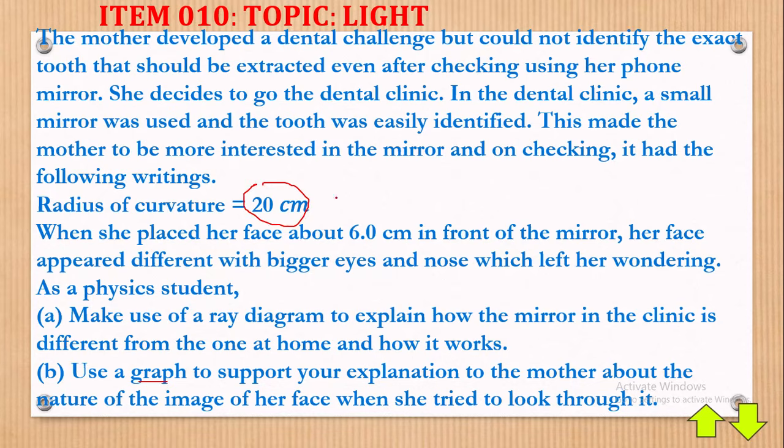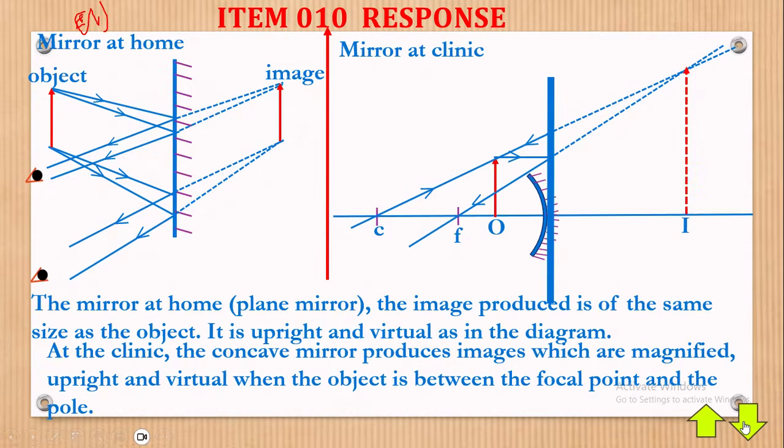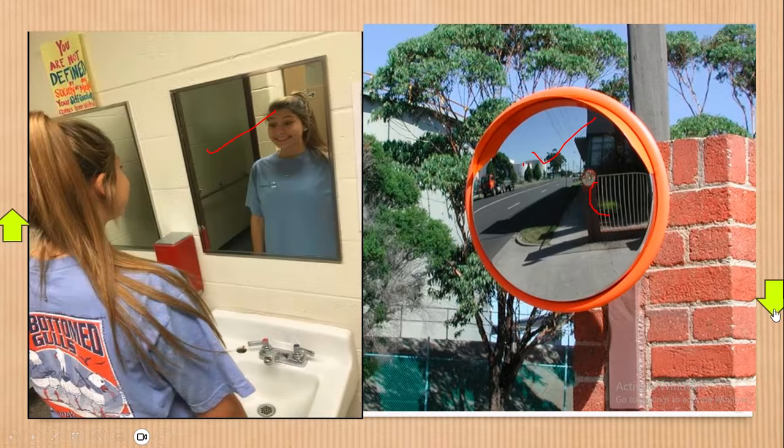Radius of curvature is 20, but we know that from R equals 2F, we shall be able to get the focal length F. With that, remember, she placed her face about 6.0 centimeters in front of the mirror. This is the object distance U, which is 6.0. And that's what we're going to use to draw our proper graph. Let's get there.